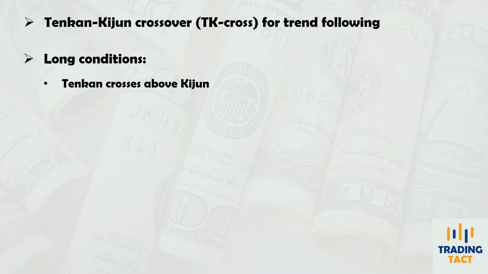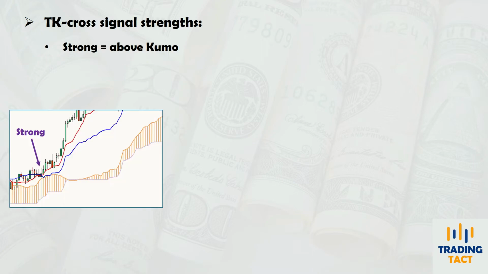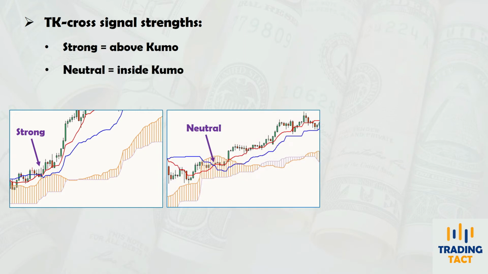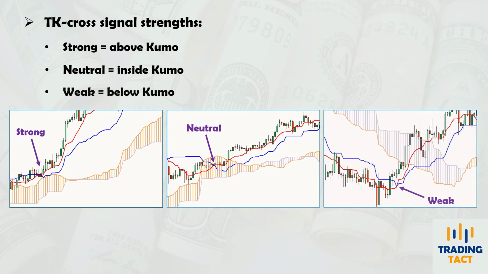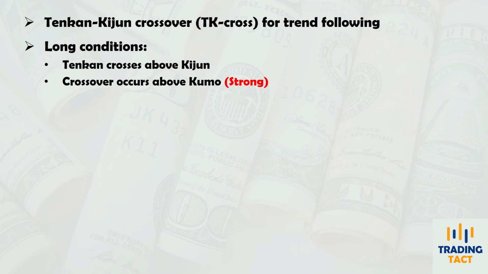There are 3 signal strengths depending on where the Tenkan-Kijun crossover occurs relative to the Kumo. If a bullish crossover occurs above the Kumo, the signal is strong. If the crossover occurs inside the Kumo, the signal is neutral. If the crossover occurs below the Kumo, the signal is weak. To maximize win rate, I will only trade the strong crossover signals.